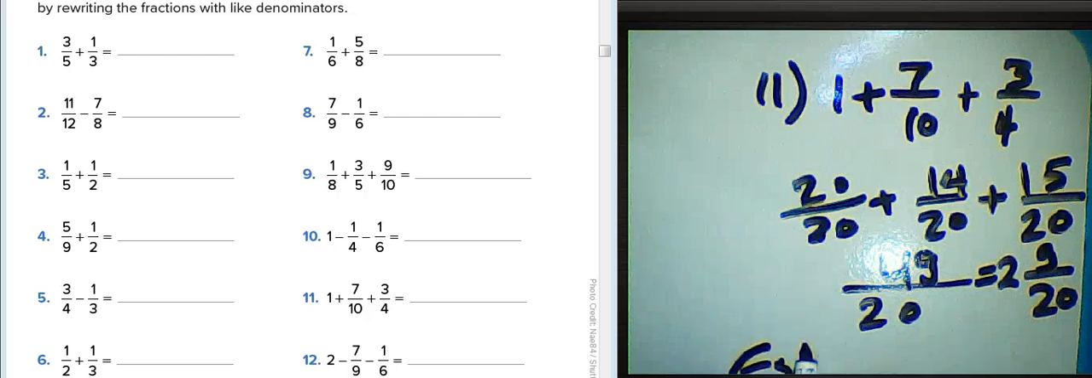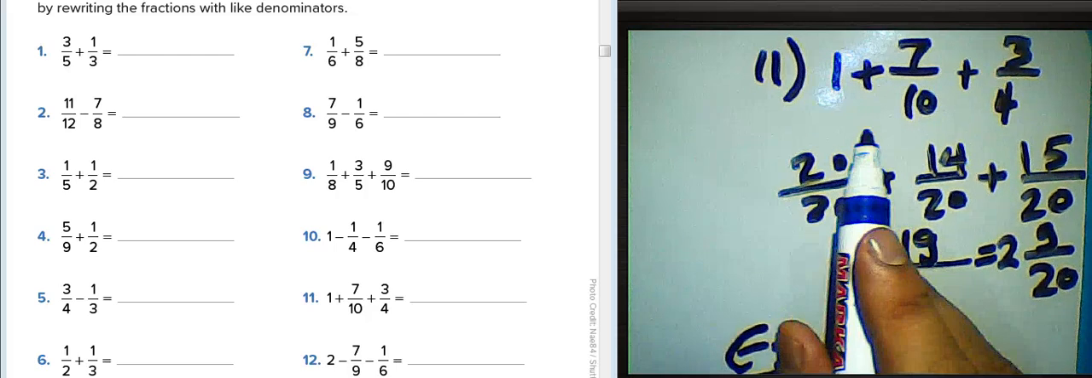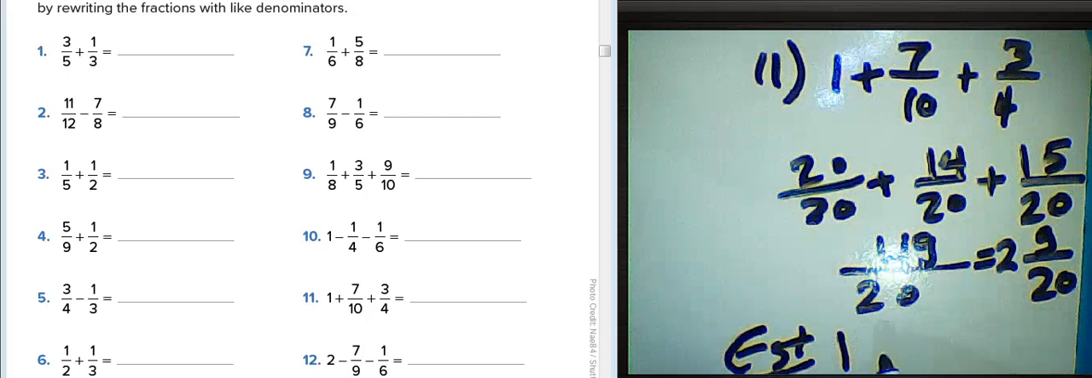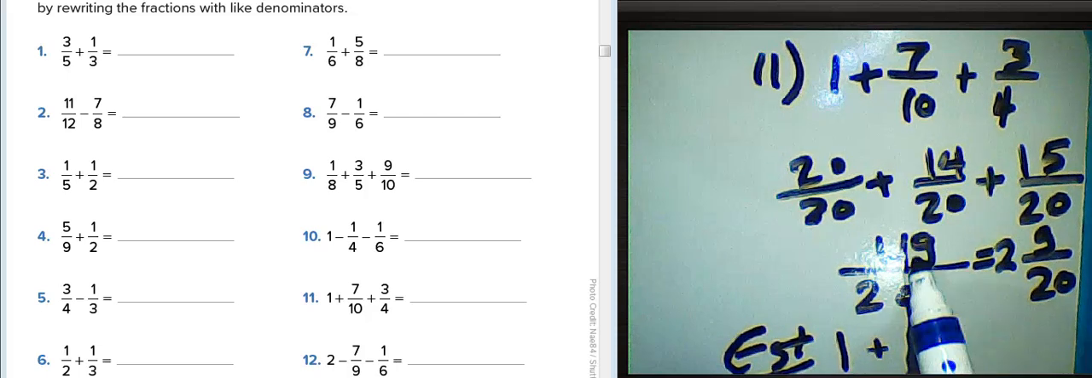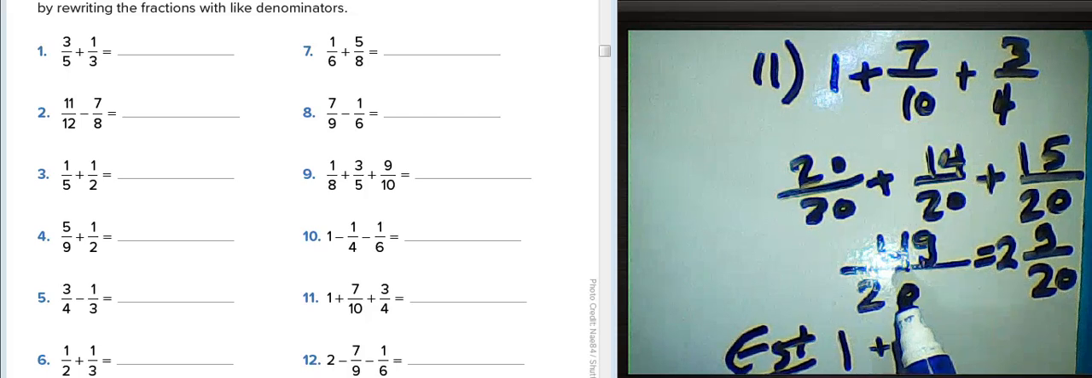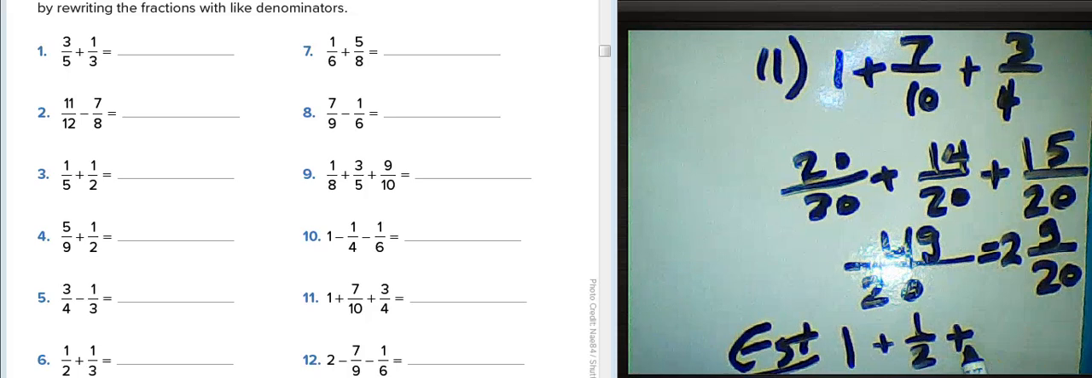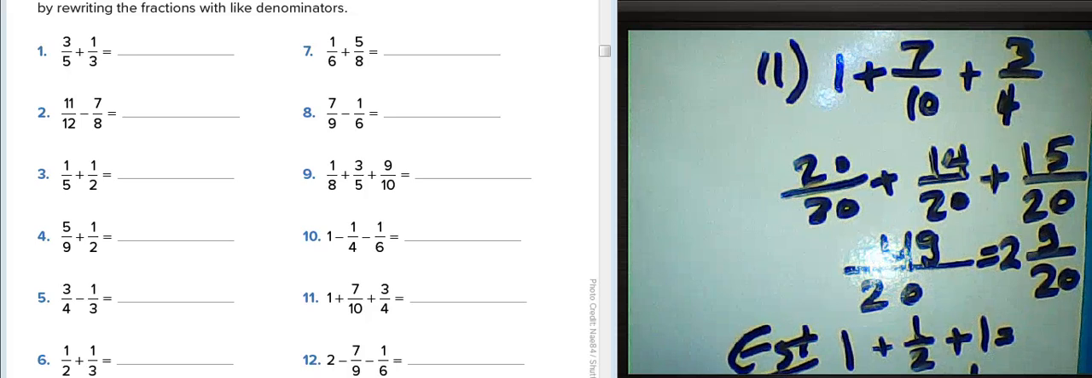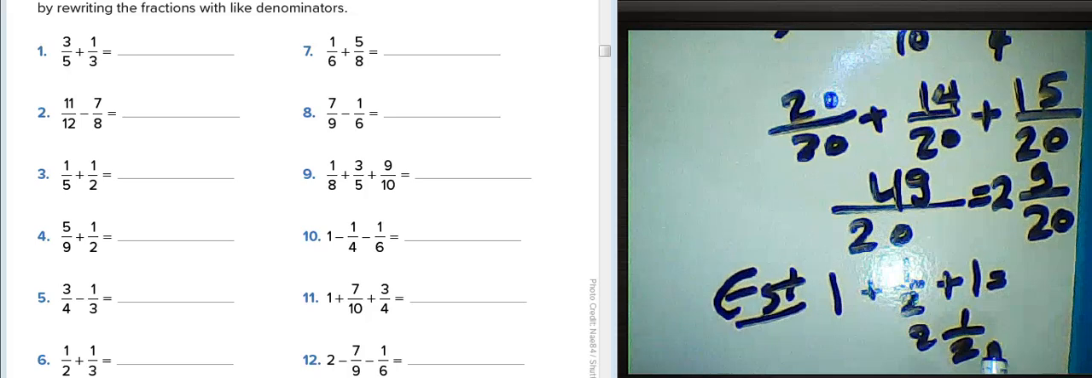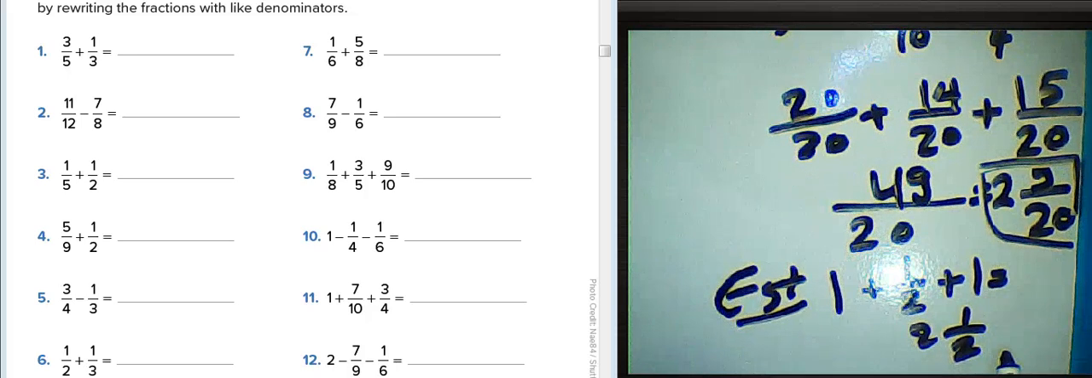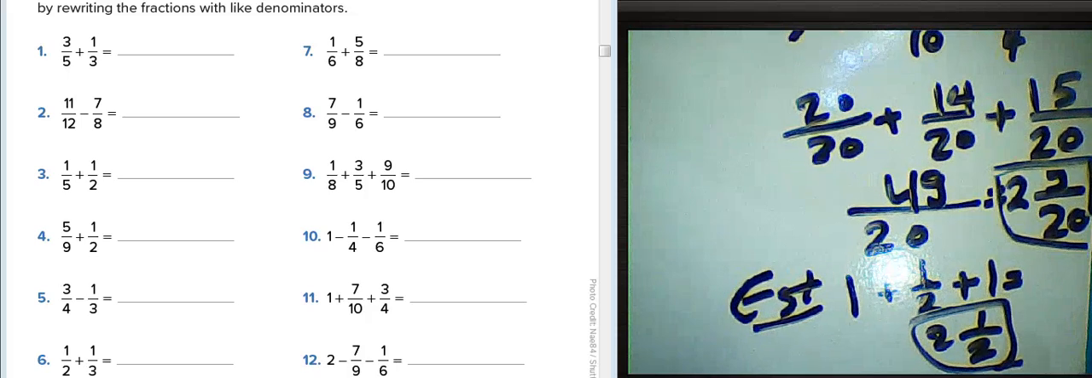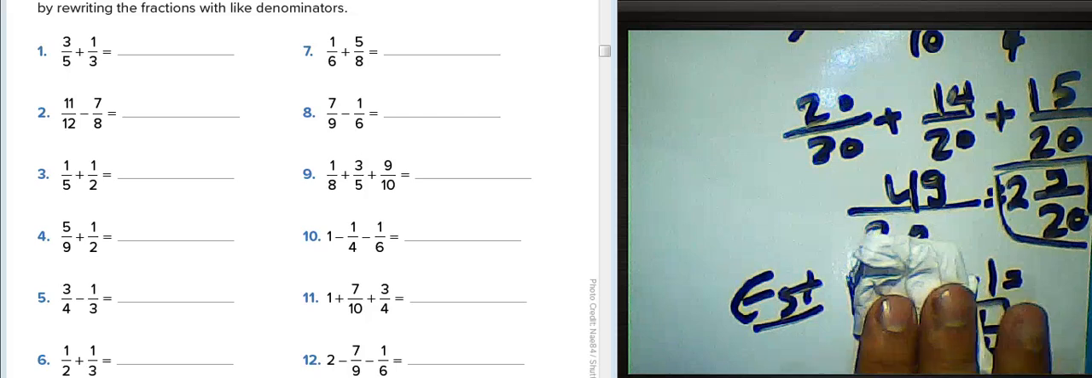And what about estimation for this example? Write 1 here, and 7 over 10 is rounded to half, because half of 10 equals 5, and 7 is nearest to 5. So it will be half. And 3 over 4 is rounded to 1. The result will be 2 and a half. 2 and a half is nearest to the actual number. Yes, it's a reliable number. Reliable, okay. And what about question 12?